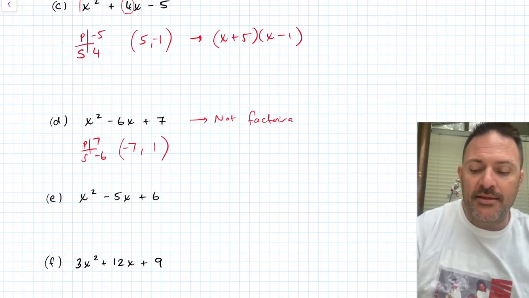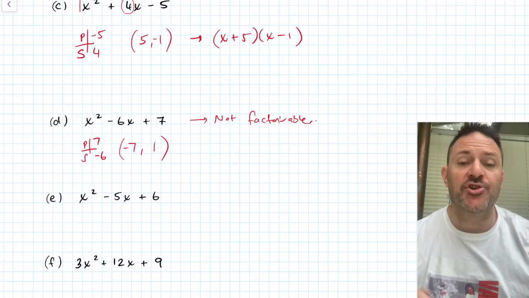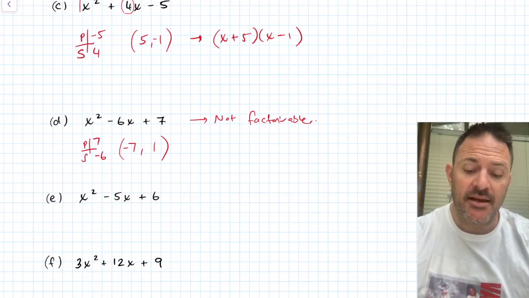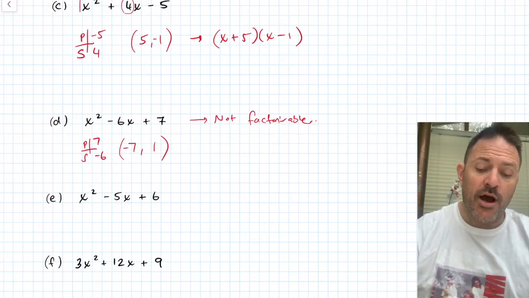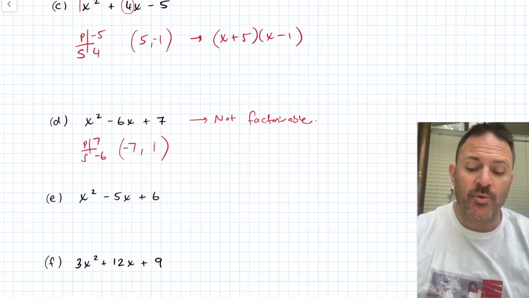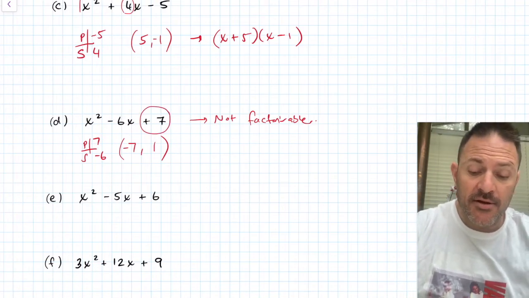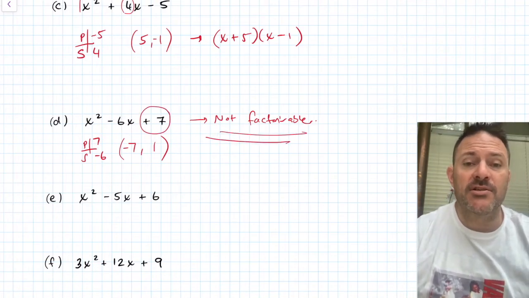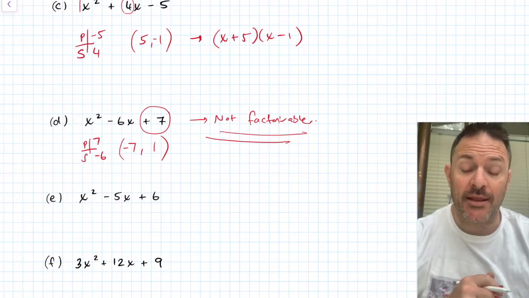Now, in order to make this factorizable, I should have put it as a negative 7, okay? And let's see why. Because minus 7 plus 1 makes minus 6, that works out. But minus 7 times 1 makes a negative 7. So this is not factorizable. Sorry, shouldn't have put that one in there.